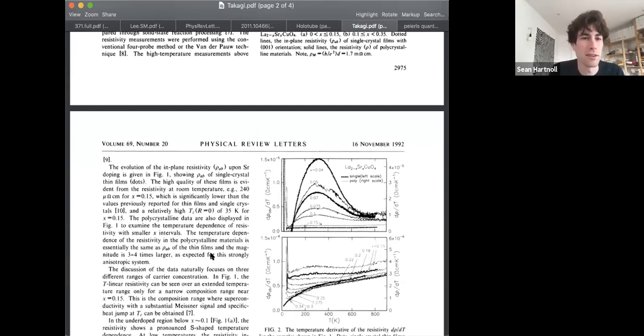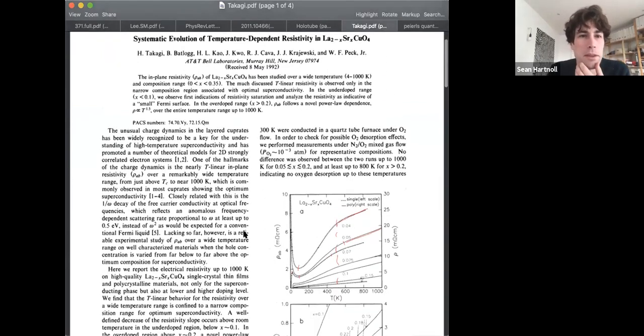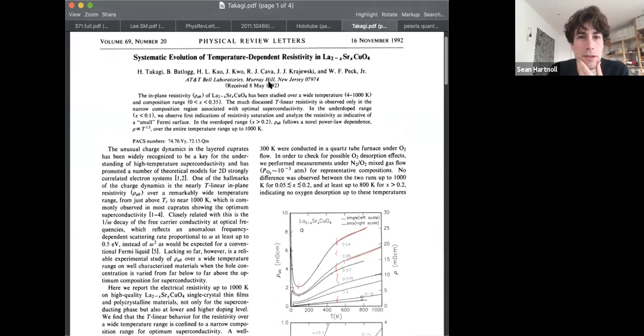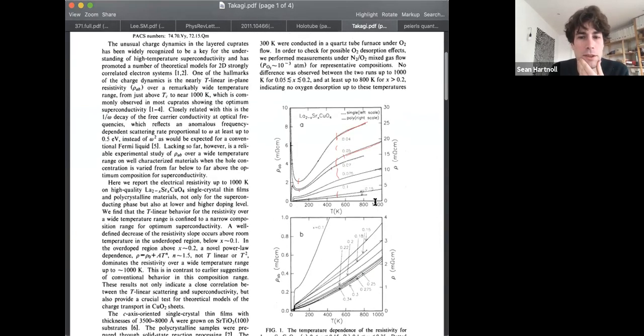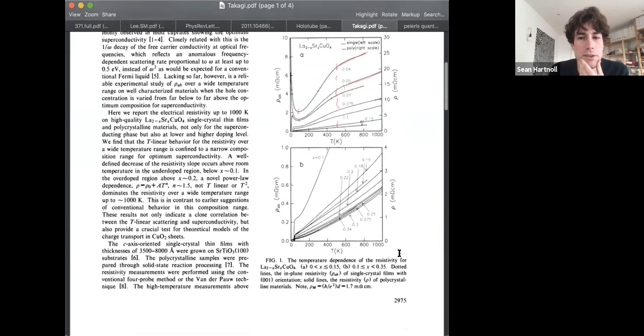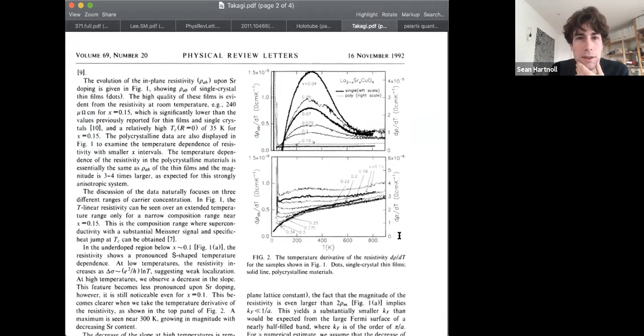So this is a fairly old paper, but I think the data is not so different from some more recent papers. This is a very early paper on LSCO up to very high temperatures, the resistance, and they plotted dρ/dT.